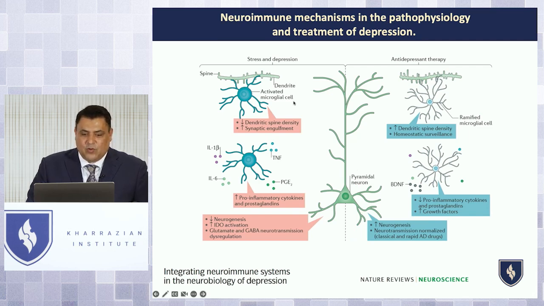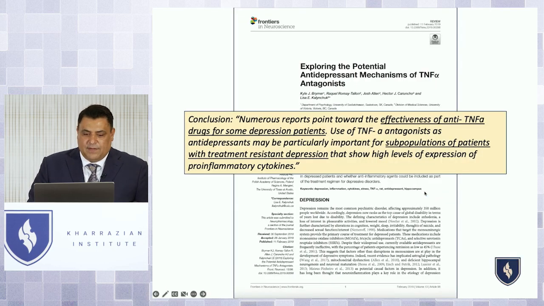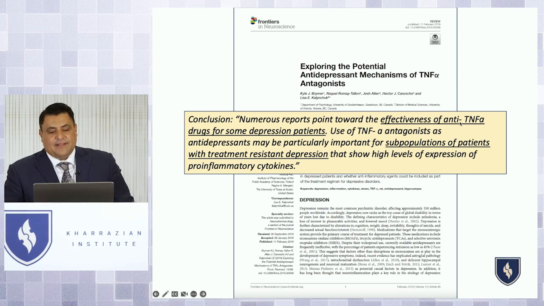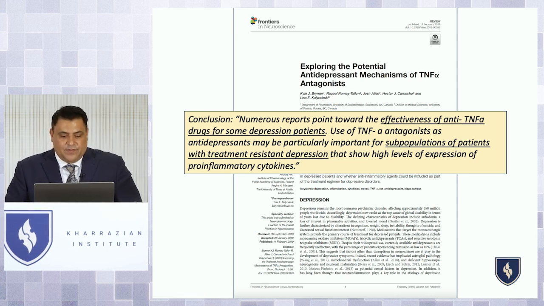And when they look at the neuroimmune mechanisms and treatment protocols for depression, this is what they find: some of these initial acute responses to antidepressants may have these anti-inflammatory effects. That it's really more of a neuroimmune issue than a neurotransmitter imbalance in the first place. Now, this was a paper published exploring the potential antidepressant mechanism of TNF-alpha, and they went on to say that numerous reports point towards the effectiveness of anti-TNF-alpha drugs for some depressed patients, which is a very powerful anti-inflammatory. Use of TNF-alpha antagonists as antidepressants may be particularly important for a subpopulation of patients with treatment-resistant depression that show high levels of expression of pro-inflammatory cytokines.